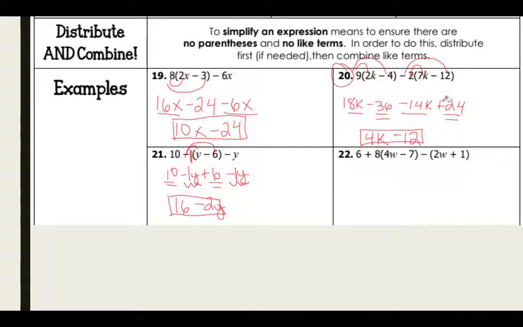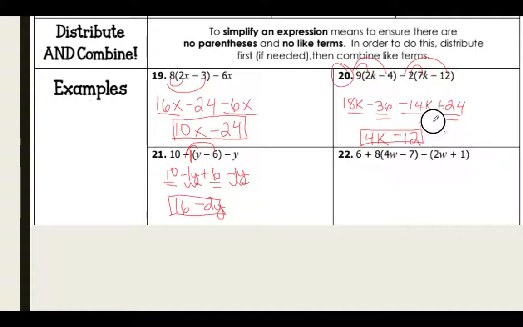Okay, so distribute first, get rid of those parentheses. You get 18k minus 36, negative 14k and positive 24. Can combine 18k and negative 14k, get 4k. Can combine negative 36 and positive 24 and get negative 12.